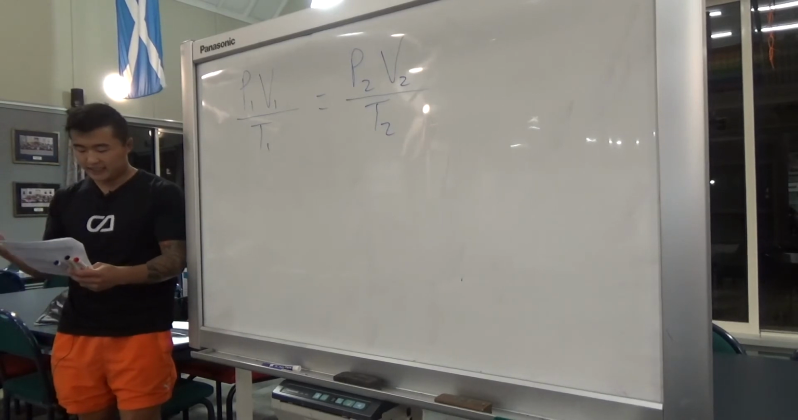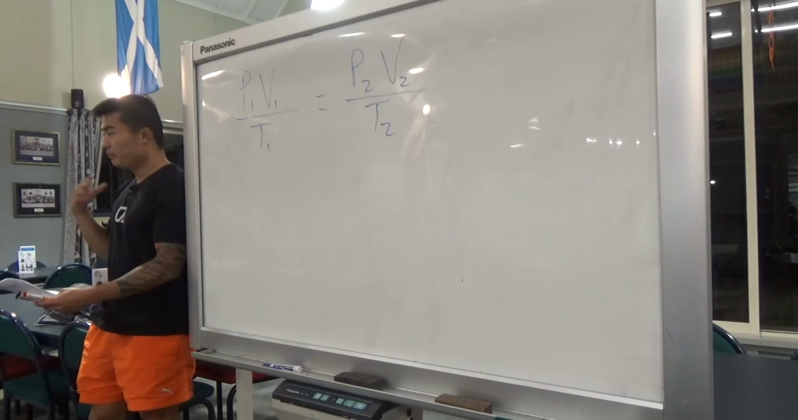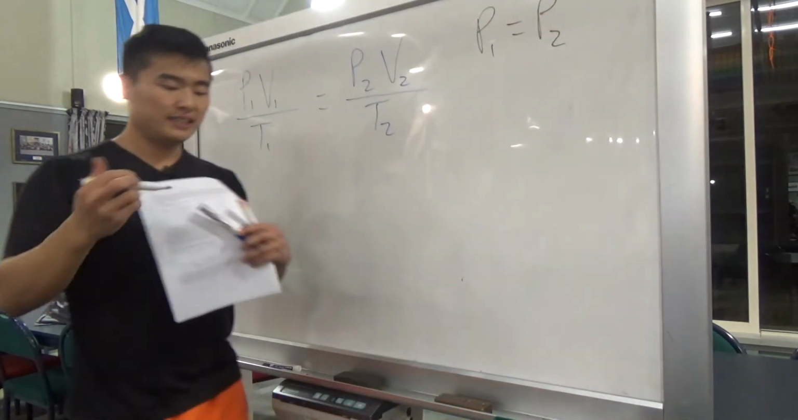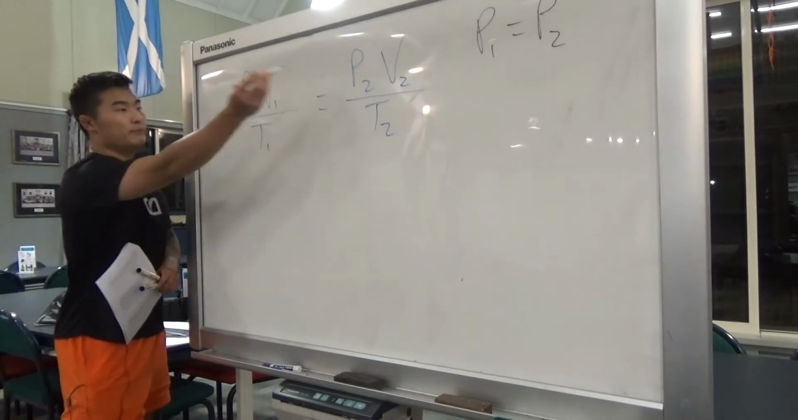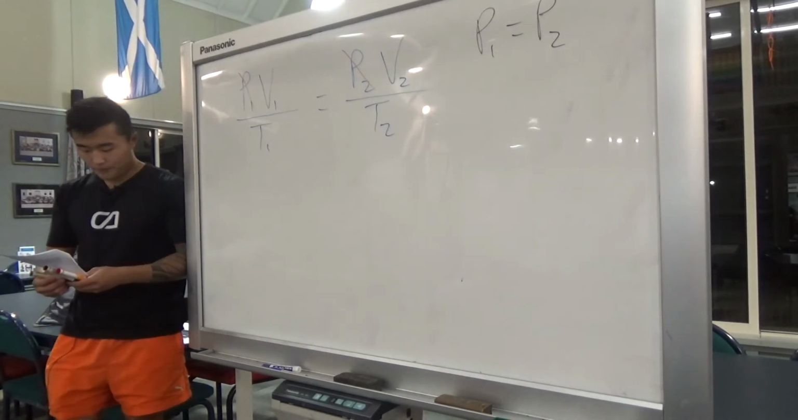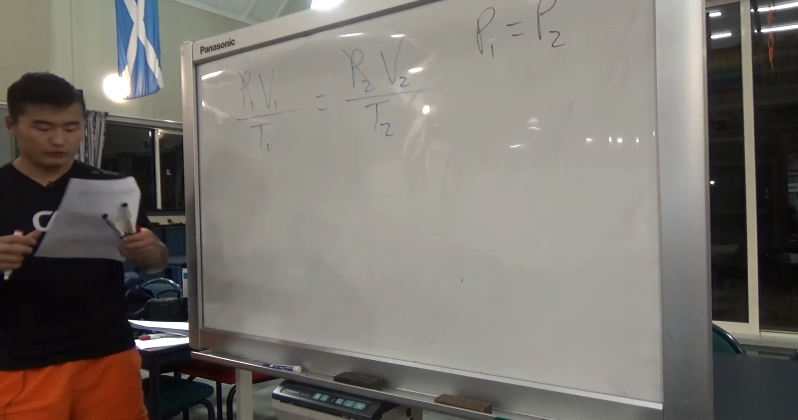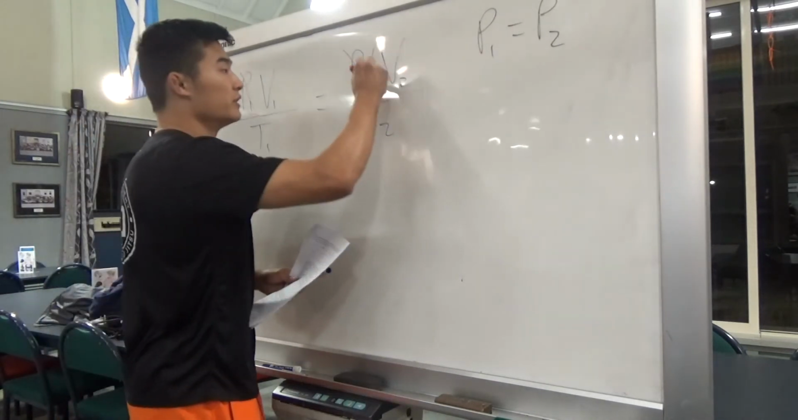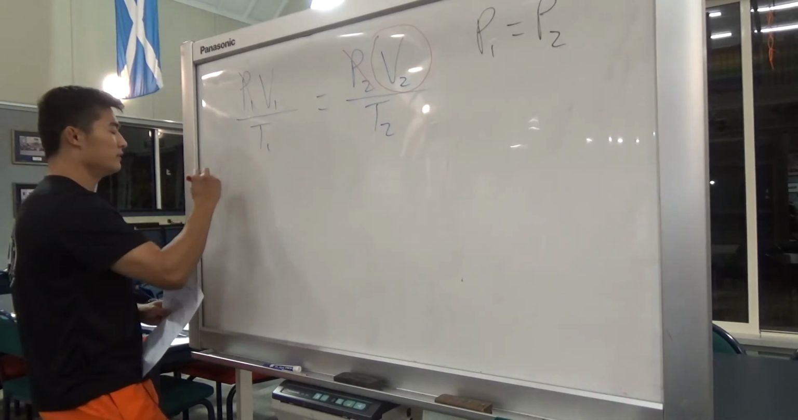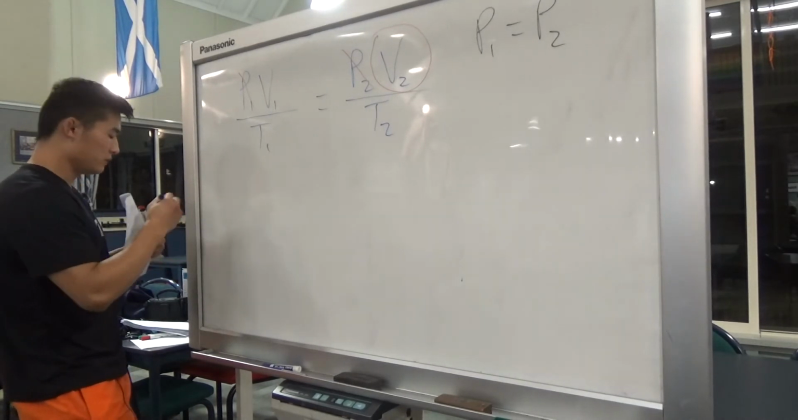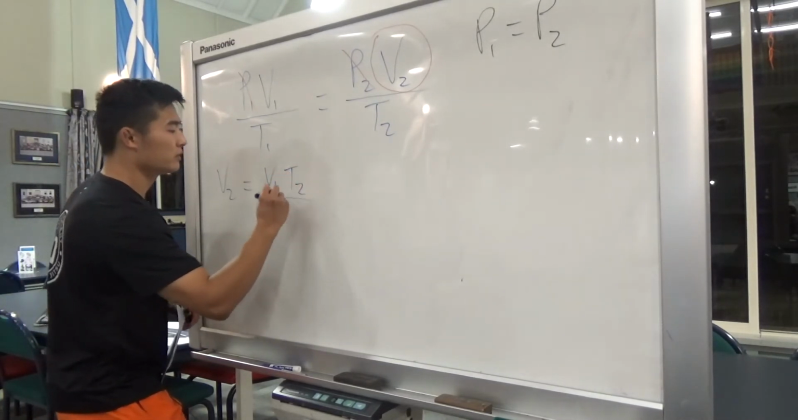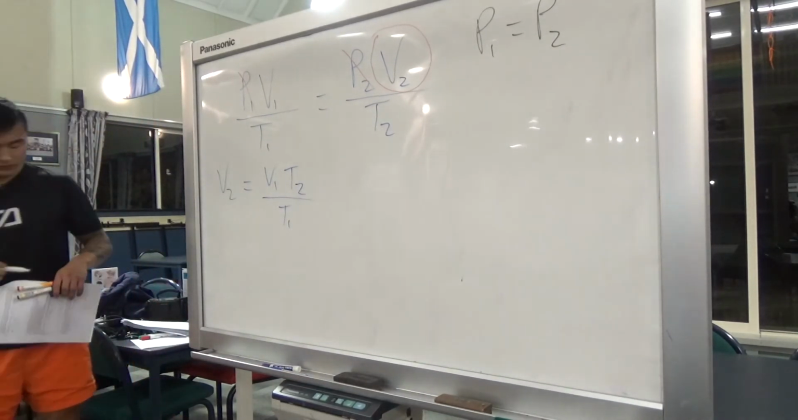In our first sentence there, it says we have a fixed pressure in the gas, so the pressure doesn't change. What that means is that P1 will equal P2 because pressure isn't changing, and if they're the same on both sides, we can cancel them out. So we'll cancel P1 and P2 out. And so then we want to find out the new volume, so that's going to be V2. So just multiply both sides by T2, that means V2 is equal to V1 times T2 over T1, okay?